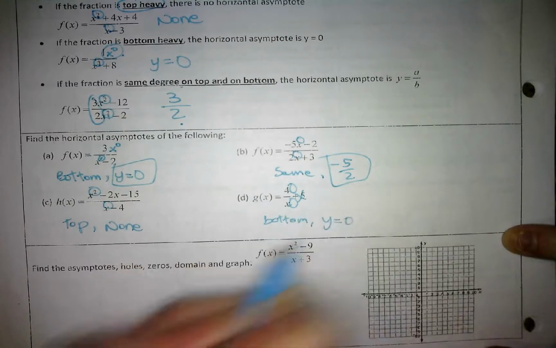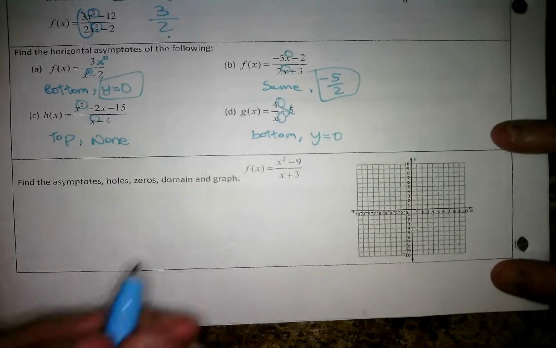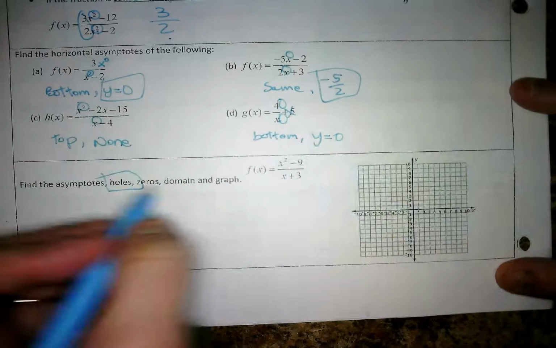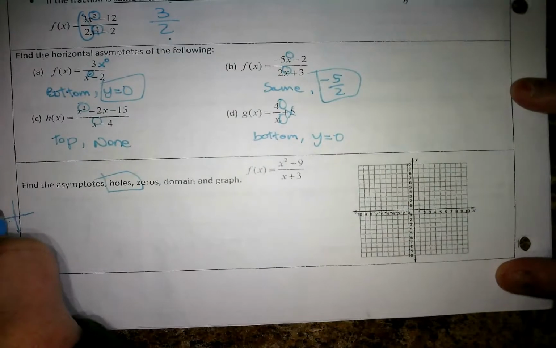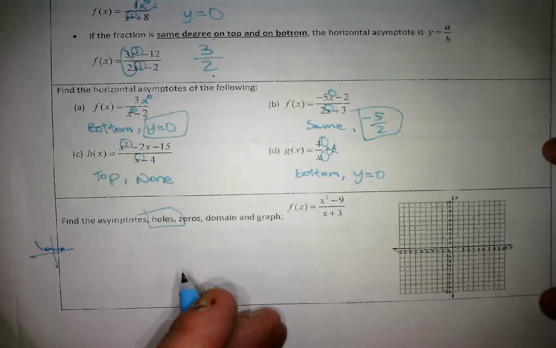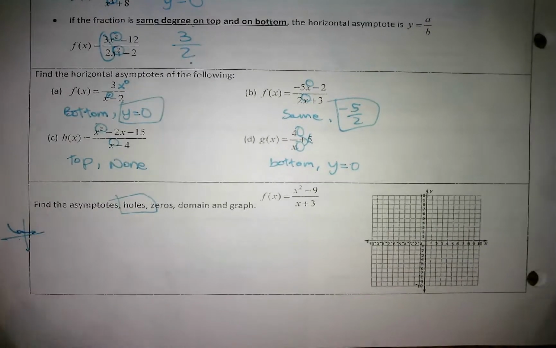Okay? So now we're going to do an example, and we're actually going to include holes in this also. So a hole is where you would draw a graph, and all of a sudden there would just be a break, and then the graph would continue on. So it's just a number that the graph doesn't touch. And holes are important, especially when it comes to vertical asymptotes and zeros.